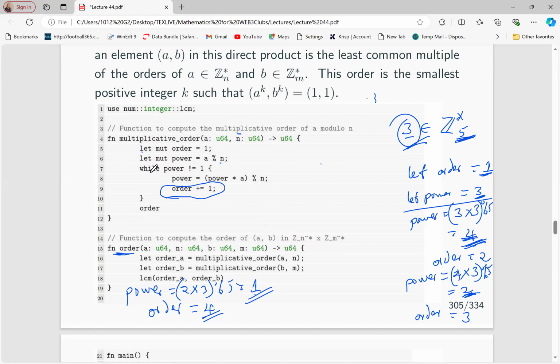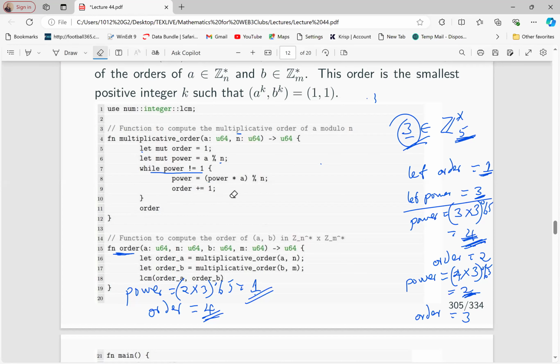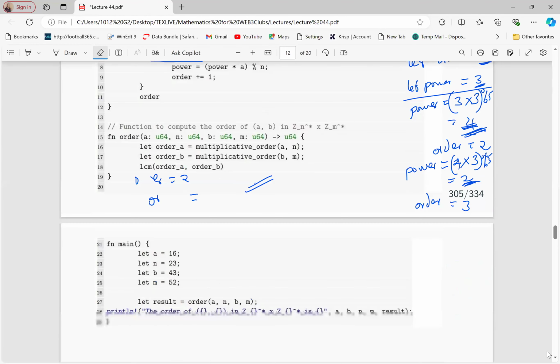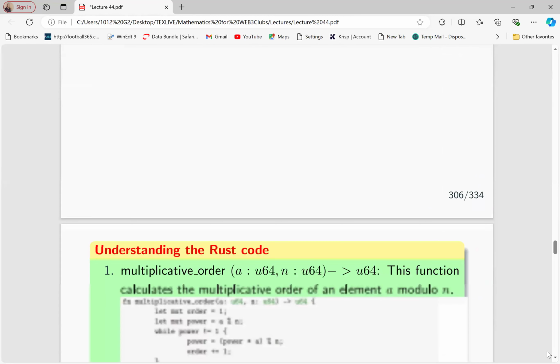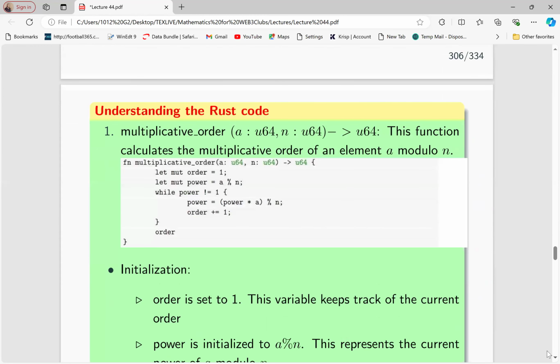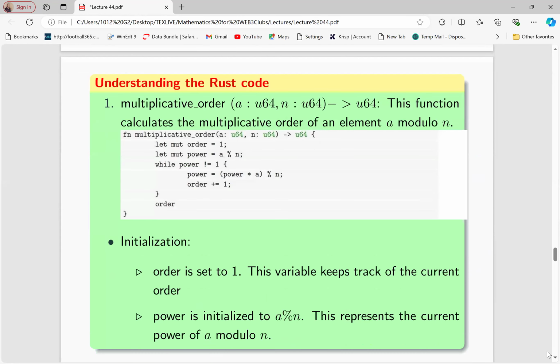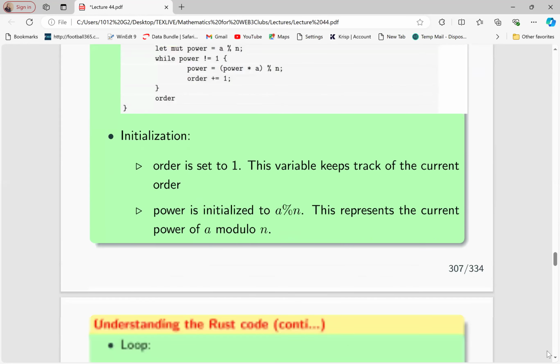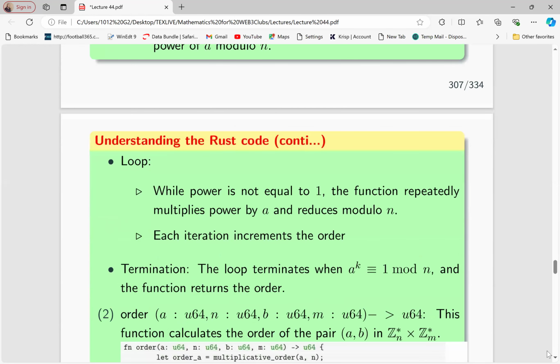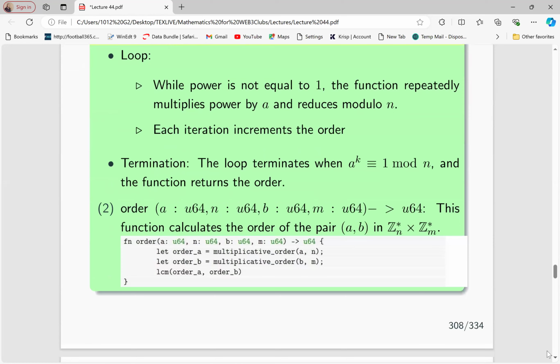And then it says, while the power is not equal to 1. Once the power becomes 1, you exit the loop, and when you exit the loop, you read the order. The order there is 4. So that is how it will be working. Of course, I've included the workings here without those explanations, but when you listen to the link, you can hear the explanations. How the code works is included here.